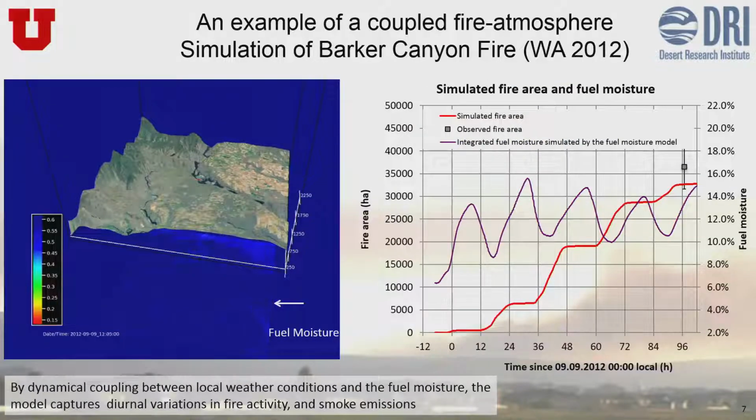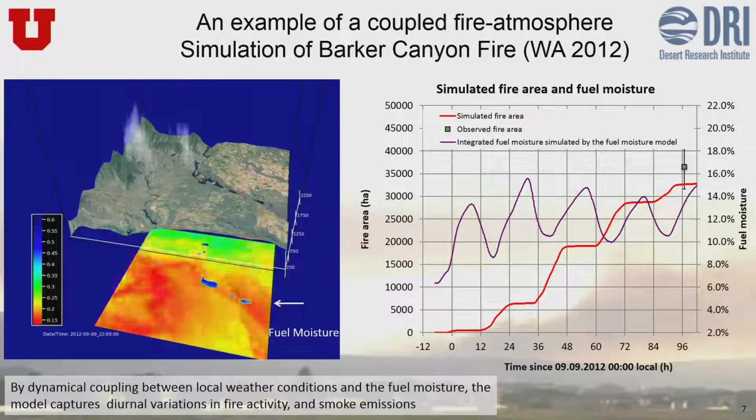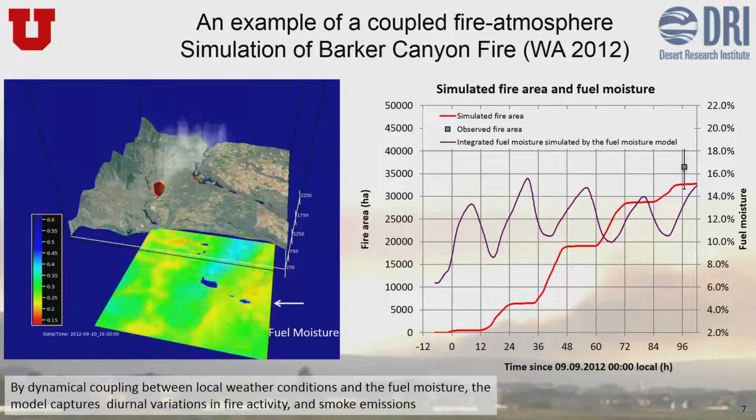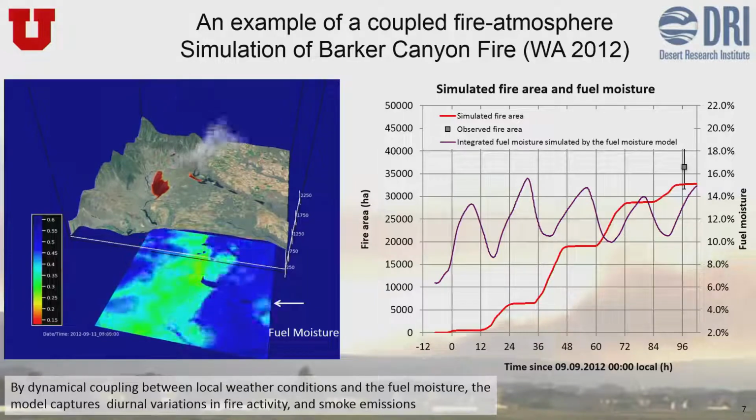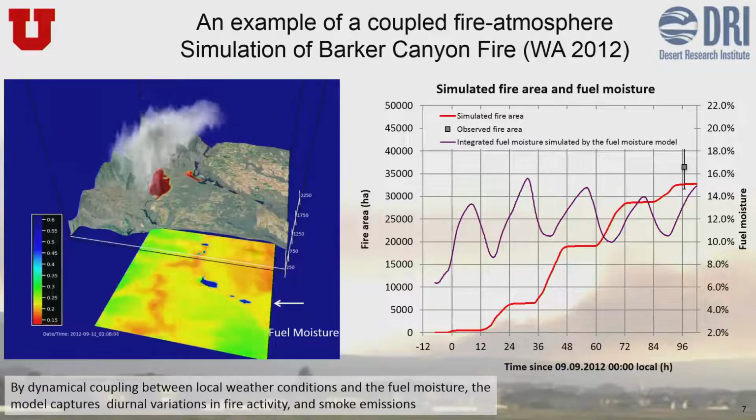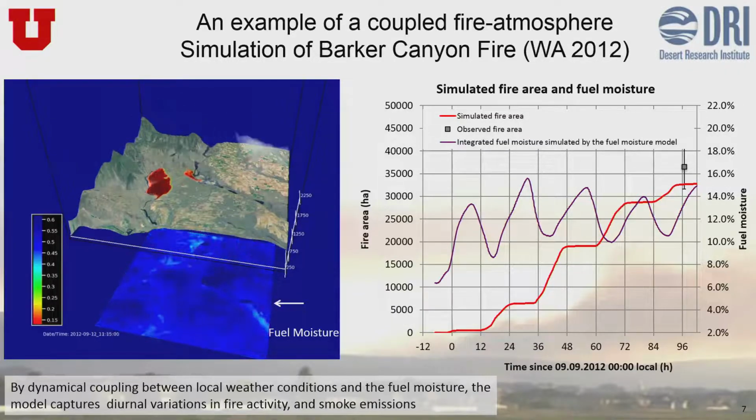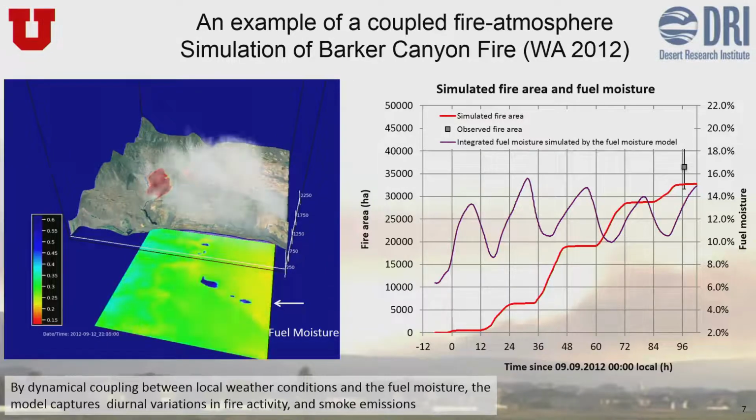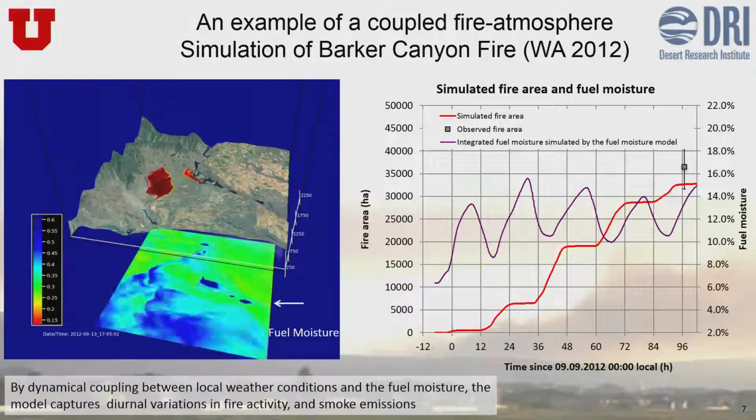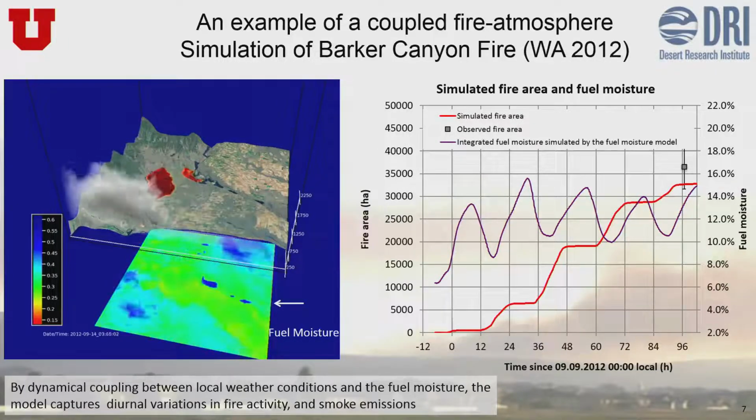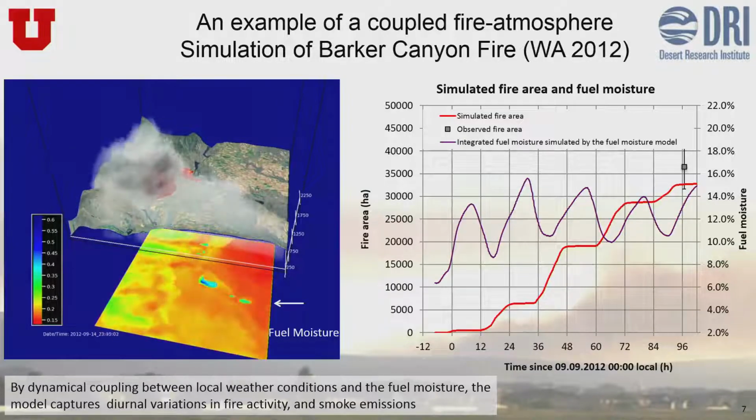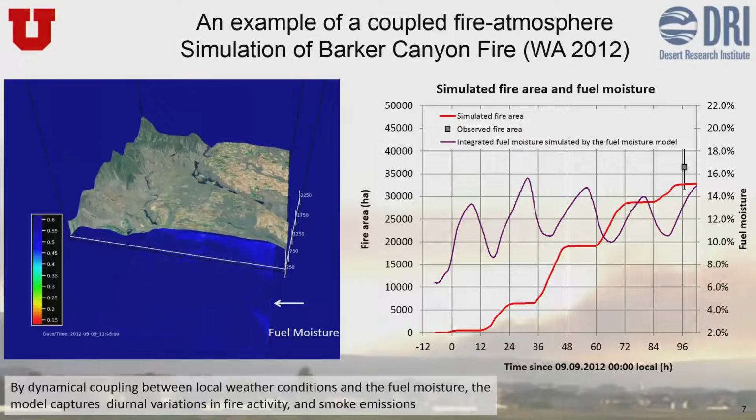So here is an example of a simulation performed for the Barker Canyon fire. That's Washington 2012. On the left side, if you look at this animation, at the bottom, that's the actual fuel moisture map. And at the top panel, you see the fire progression together with smoke. If you look closer, what really happens is that where you see those colors going to red, orange, which represent low fuel moisture, that's where the fire becomes active. It produces a lot of smoke, and then during the nighttime, when the fuel moisture goes up, it kind of stops and the fire becomes less active.